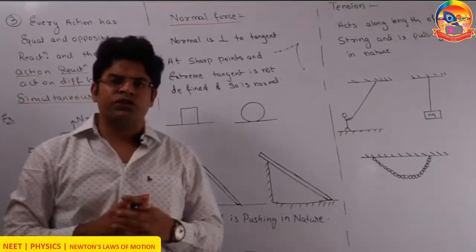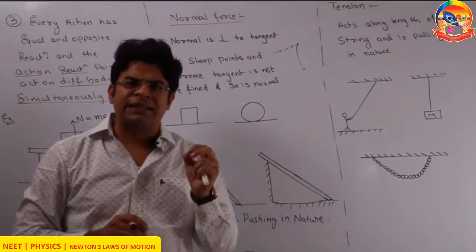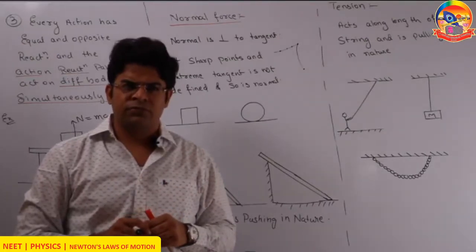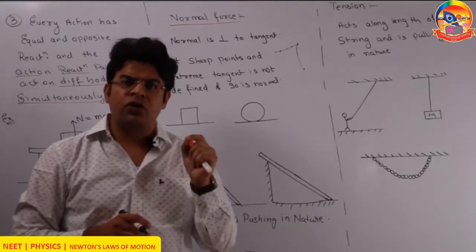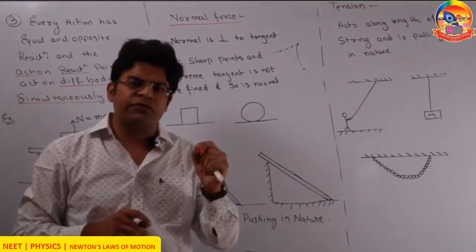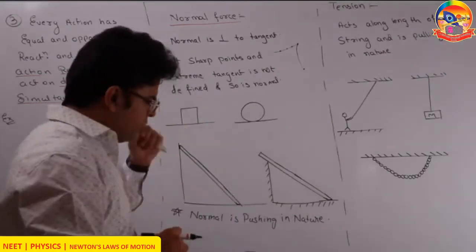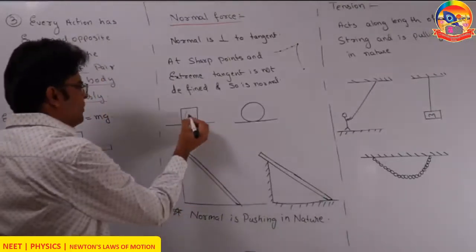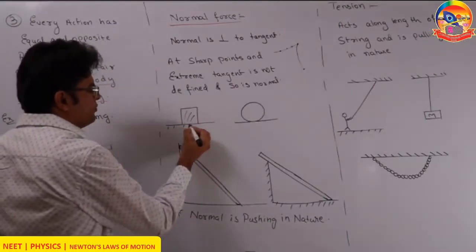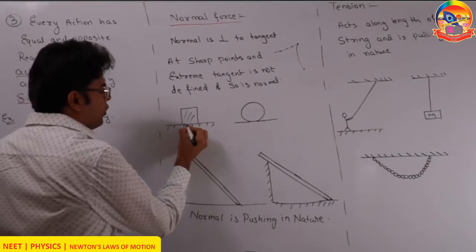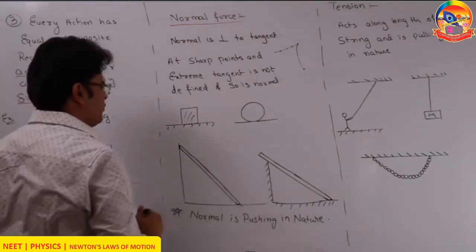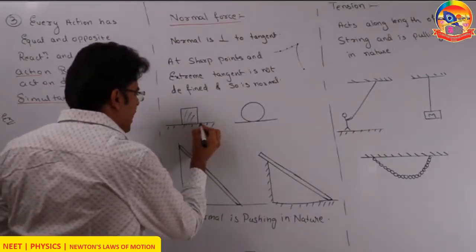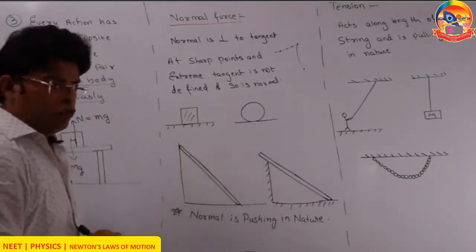So normal force is called normal force because it acts in the direction of the normal. Where? At the point of contact, look at the normal and the normal force will act in the direction of the normal. Let's see. Let's say there is a block placed on a surface. Look at the point of contact. These two form a surface. Now the normal force will act in the direction of the normal to this surface.